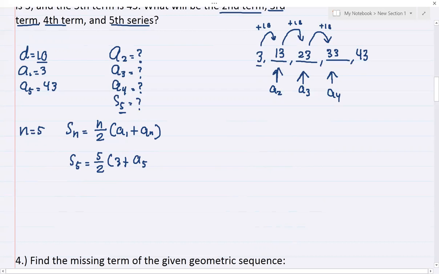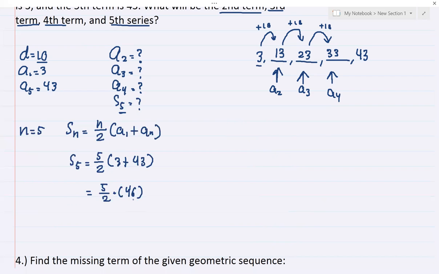However, your a sub 5 is 43. Therefore, we can substitute a sub 5 as 43. Okay? Now, let's add them together. 5 all over 2 times 3 plus 43. Whoops, sorry, 46. That's it. 46. Now, if you use your calculator, it's actually easy, right? But if you want me to solve it manually, then I can do it slowly.